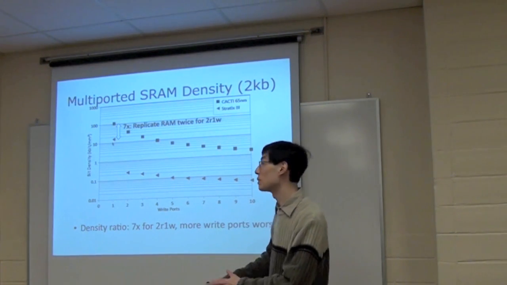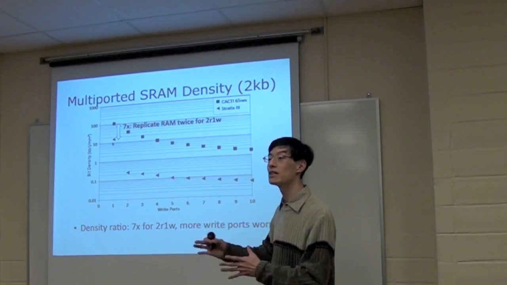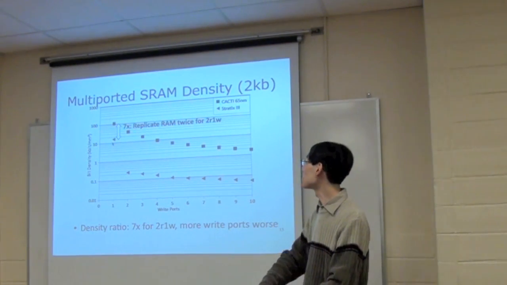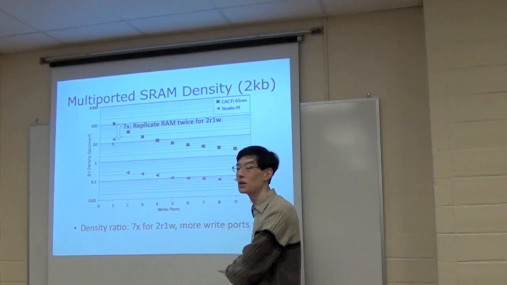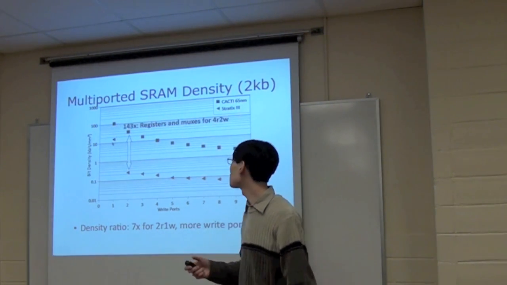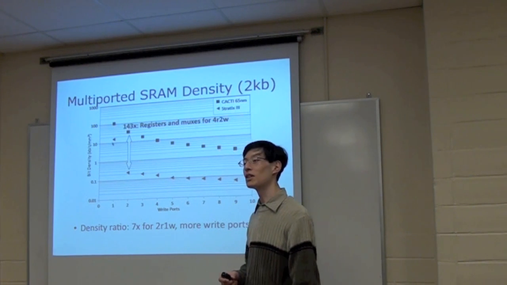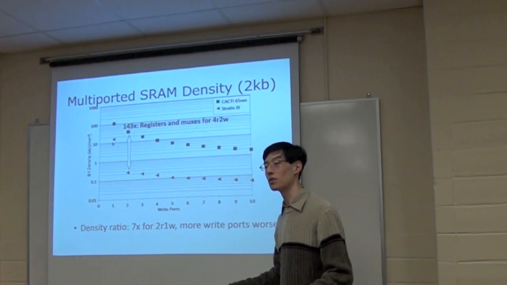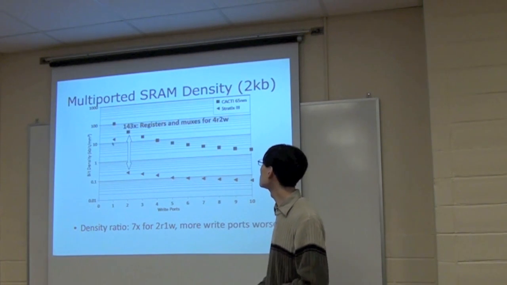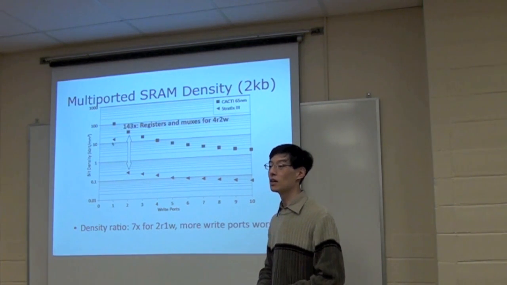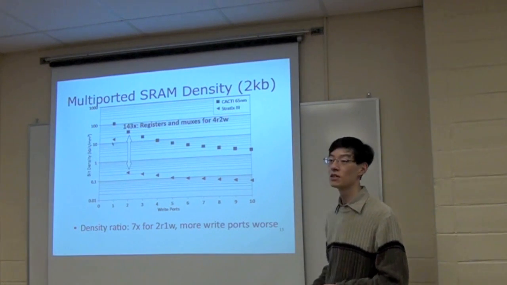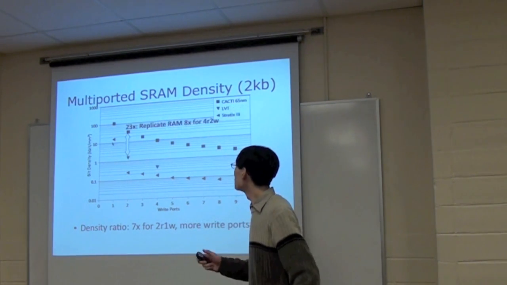For 1 write port, 2 read ports, we can replicate hard block RAMs to get more read ports. And for 2 read, 1 write, we have a density ratio of 7x. It's worse than the single ported density ratio, but it's not too bad. It's still better than our average 23x. However, as soon as you move to 2 write ports, you cannot use replicated hard RAMs anymore. So if you use registers and muxes to implement this, the density ratio grows to 143x. It's very inefficient.